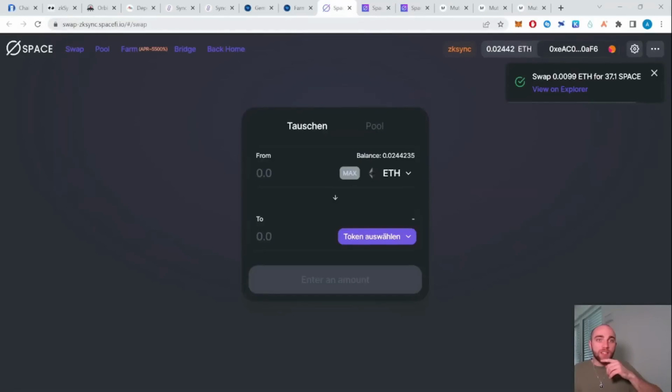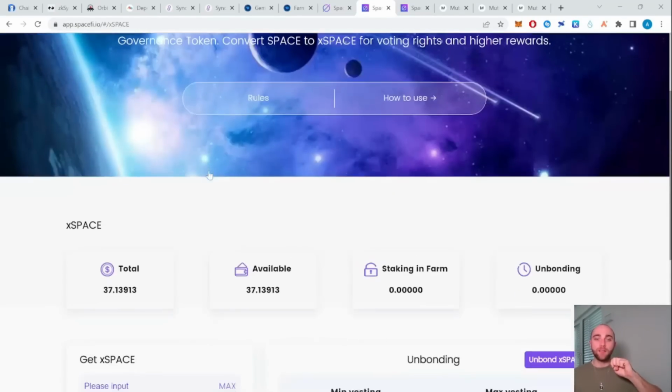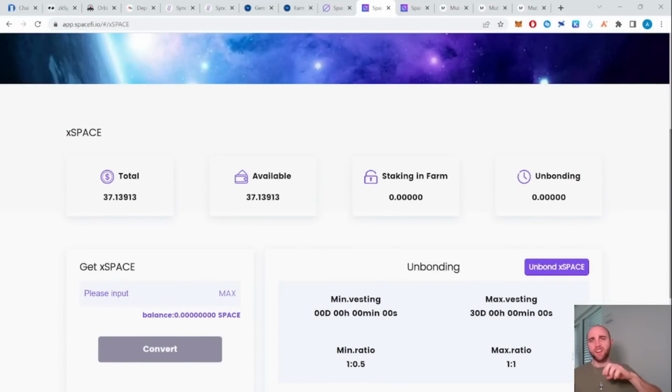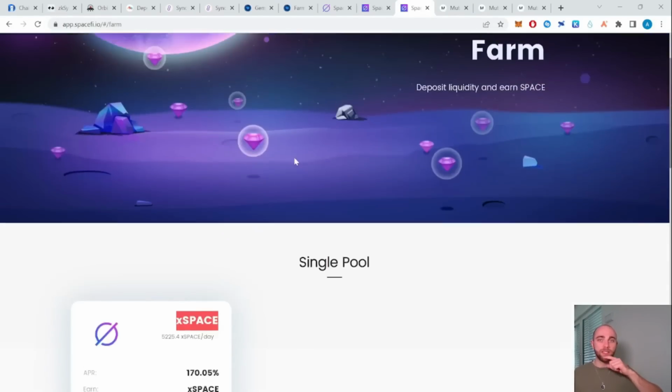Next protocol is swap.zkSync.spacefinance.io. Again, the same deal, just swap some tokens, swap some Ethereum for USDC or whatever, and then put it in the liquidity pool. I personally also bought Space here. I wanted it for some XSpace, which is a protocol-native liquid staking derivative, and you can then stake this XSpace token in the protocol, right?